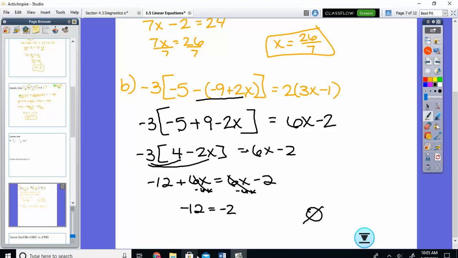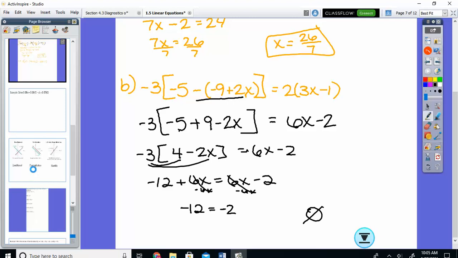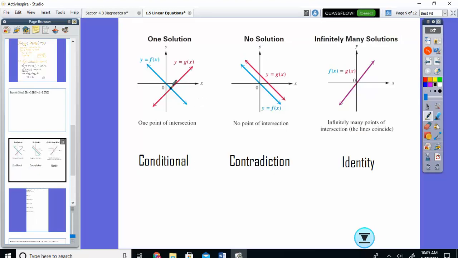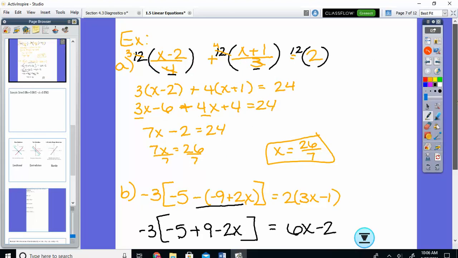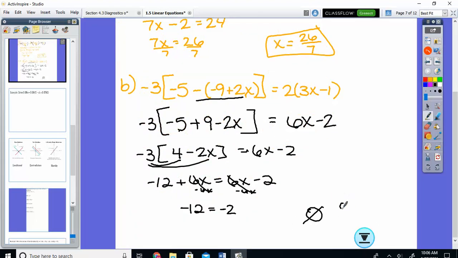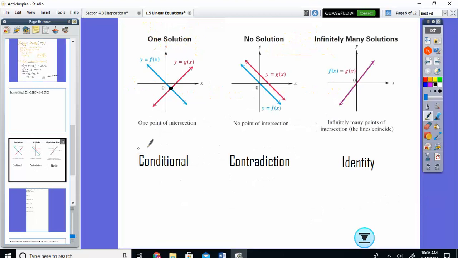In general, we have 3 different types of equations. The first type is like every other one we've been solving. It's a conditional equation. It has one solution. It's true when those 2 lines meet. So if you solve it and you get x equals something, that's a conditional equation. What we just had happen, no solution, that's like when you have 2 parallel lines. They never meet. So in that case, we call this a contradiction. It can't happen.